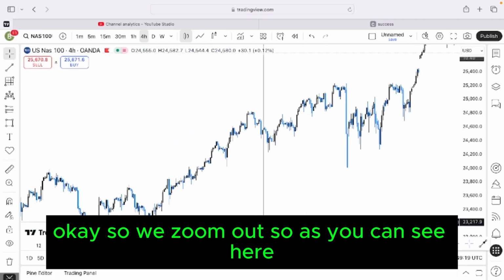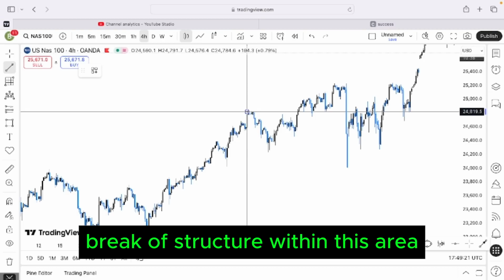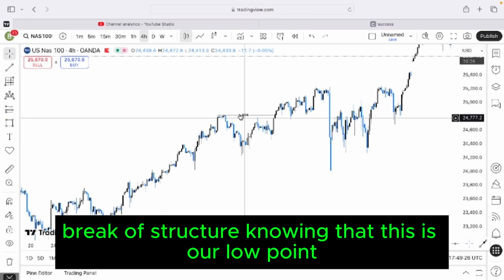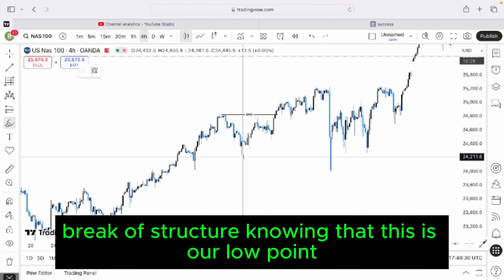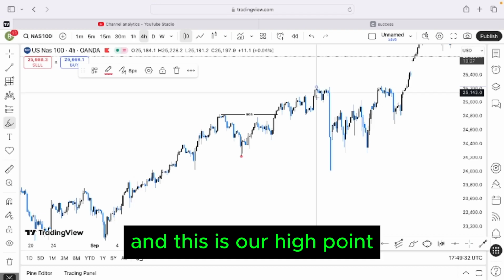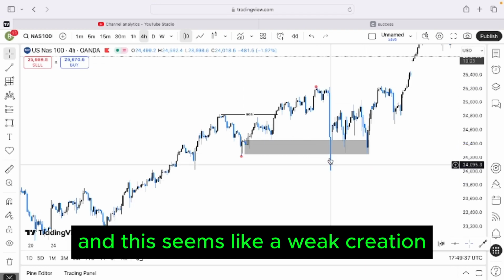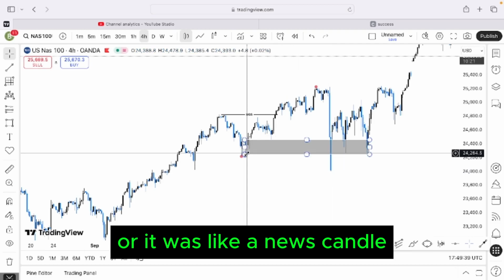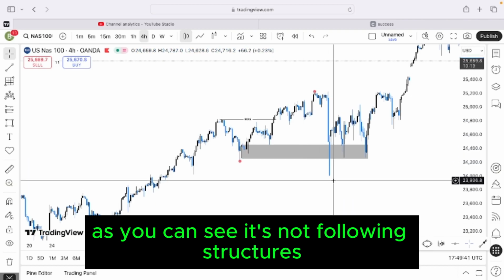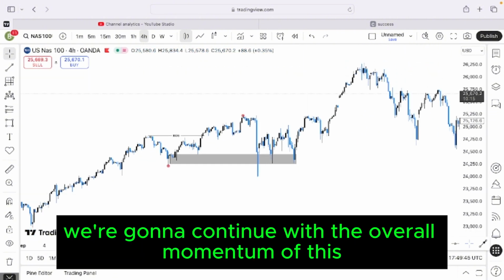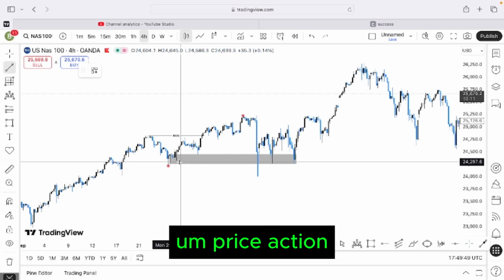So as you can see here, this is the current structure, a break of structure within this area, another break of structure, knowing that this is our low point and this is our high point. And then the market tapped into what? This area here. And this seems like a weak creation, or like a news candle. As you can see, it's not following structure, but it's okay. We're going to continue with the overall momentum of this price action.